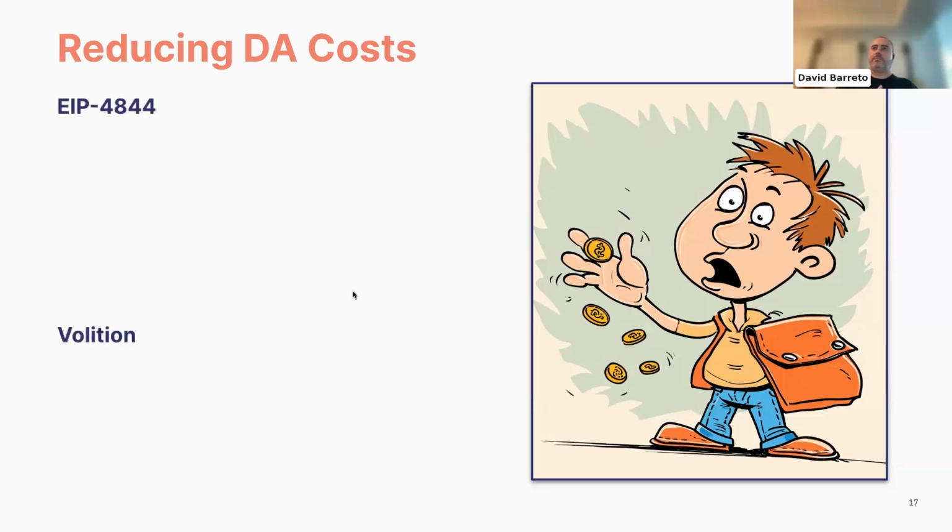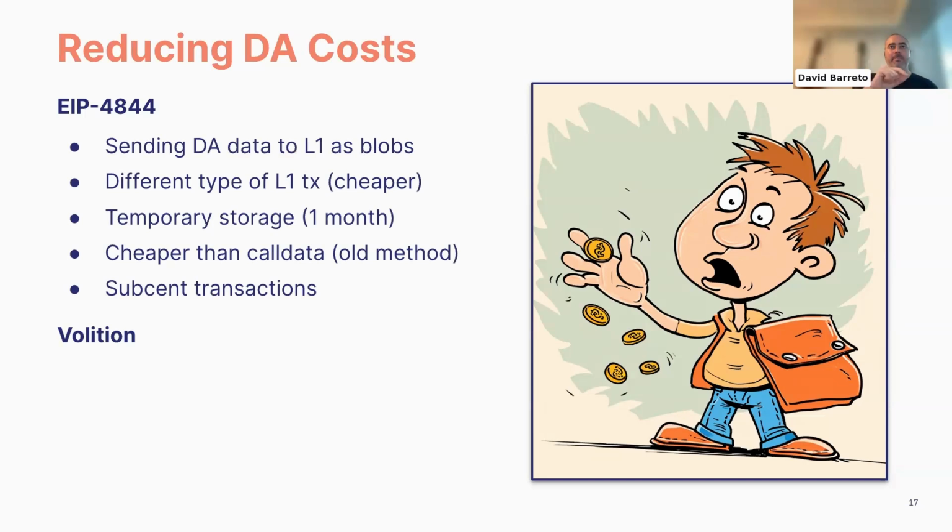Okay, great questions. There are two ways, one that we have implemented and one that we want to implement in the future, to reduce the cost of data availability. Data availability used to be 90% of the cost of a Starknet transaction. It was super expensive. But since EIP 4844 was activated on Ethereum, we send data availability data to layer 1 as blobs. That creates a different type of layer 1 transaction and a different market only for blobs that is not connected to the EVM, that is much cheaper.